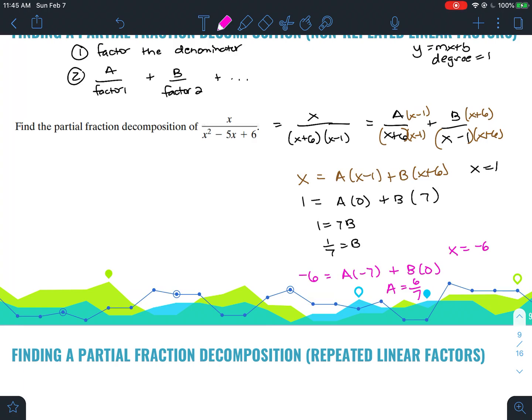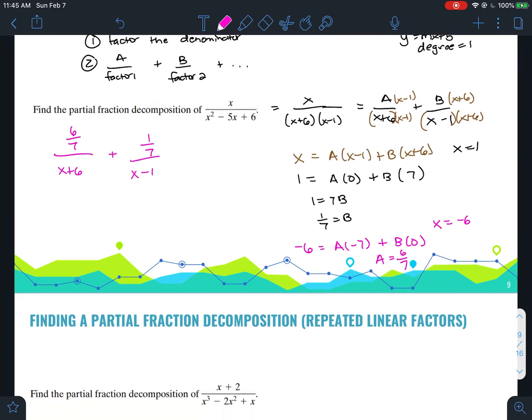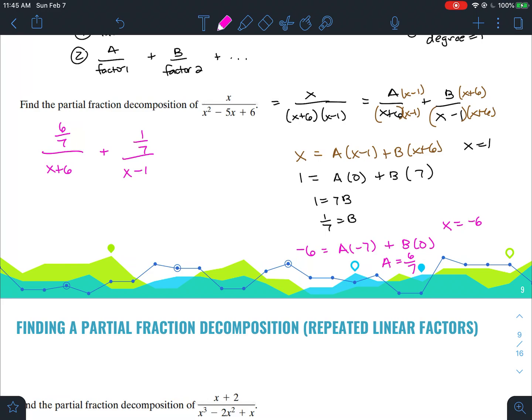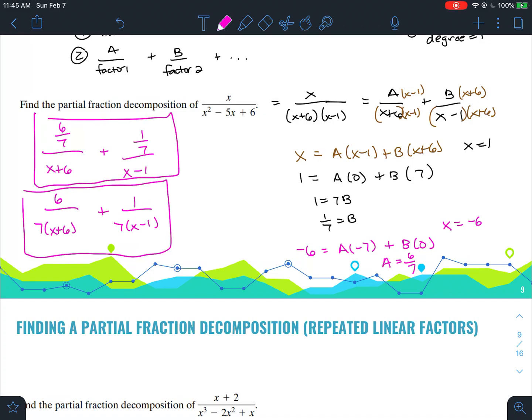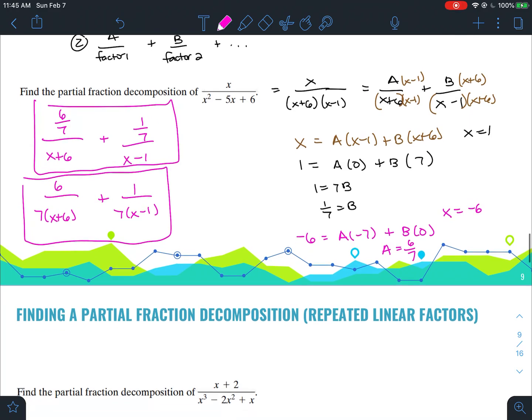So when I break this up, I get a over x plus 6, and a is 6/7. So I get 6/7 over x plus 6. And then my b was 1/7, plus 1/7 over x minus 1. And then remember, when you're dividing, you're multiplying by the reciprocal. So if I wanted to rewrite this, I could rewrite it as 6 over 7 times x plus 6, plus 1 over 7 times x minus 1. Either way is okay. You can leave it as the fractions in the numerator, or you can rewrite it as part of the denominator of the fraction.